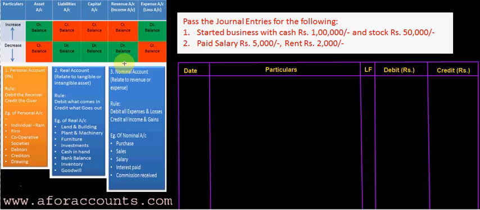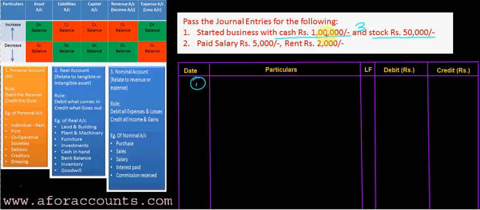So let's pass the first journal entry. Here the date should be mentioned. Started business with cash rupees 1 lakh and stock rupees 50,000. Now first find out which accounts are being affected. It is the cash which is coming in, it is the stock which is coming in, and it is the capital which is coming in in the form of cash and stock. So three accounts here are being affected.